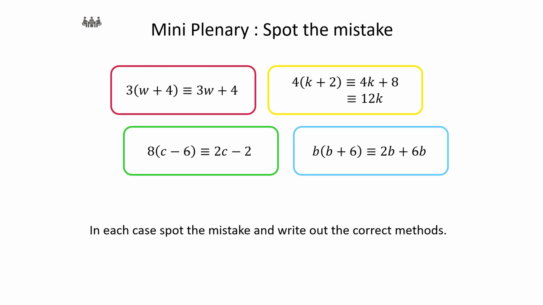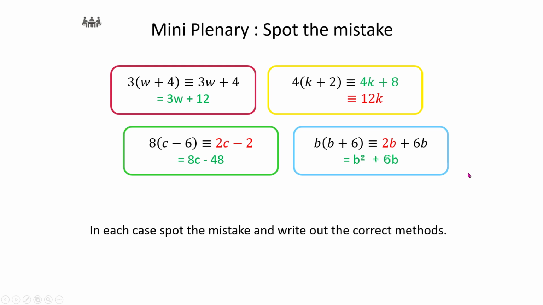So, can you spot the mistake and just do these 4 questions, and if it's correct, mark it correct. If it's incorrect, write down the right answers. Pause the video, give it a go. I'm going to show you the answers now. So the answer in green is correct. Obviously if it's red, it's incorrect. So this 2b here should be b times b, which is b squared. So the red bits are incorrect, the green bits are correct. Hope that makes sense. So obviously that bit will be 8c minus 6 times 8 is 48. Perfect.